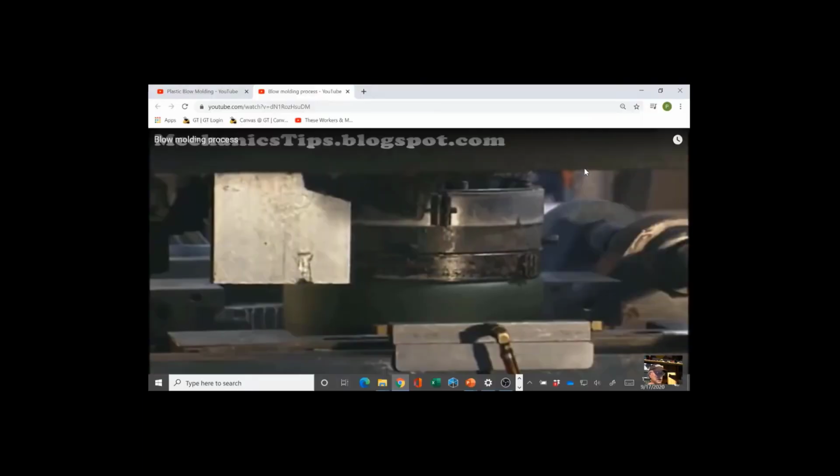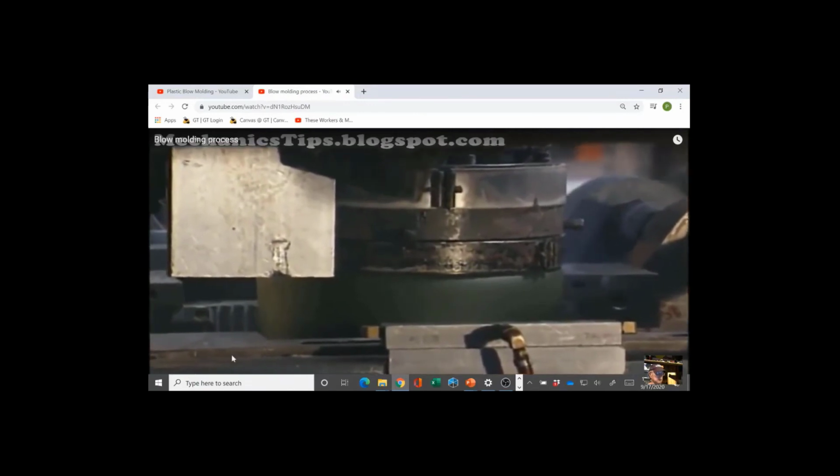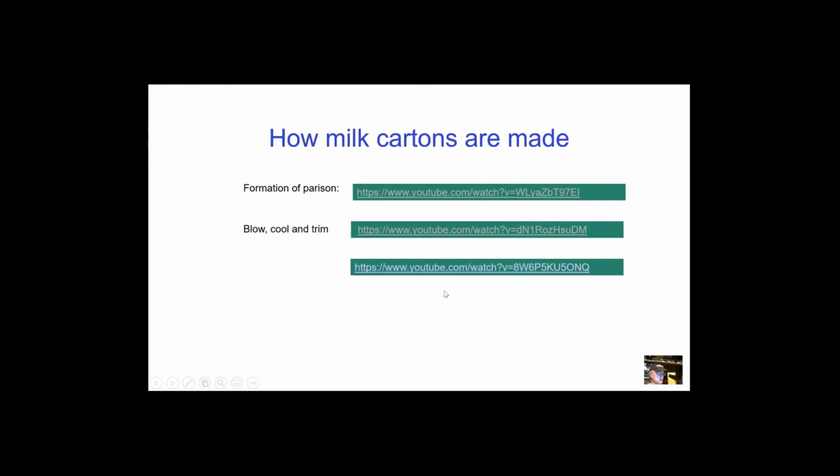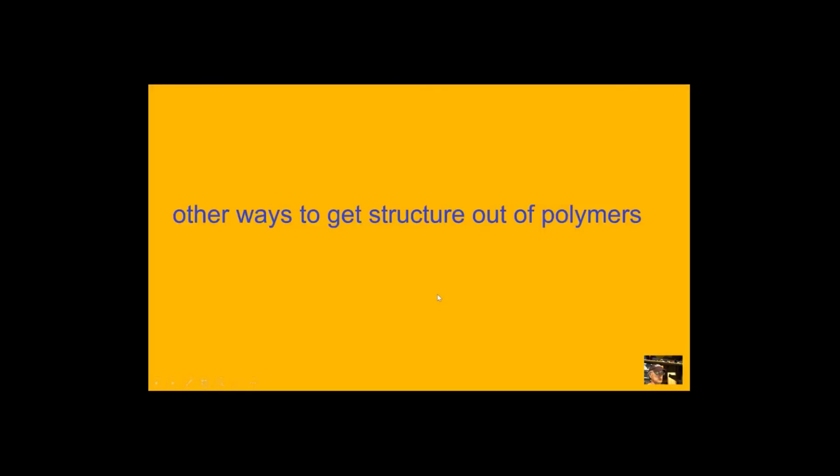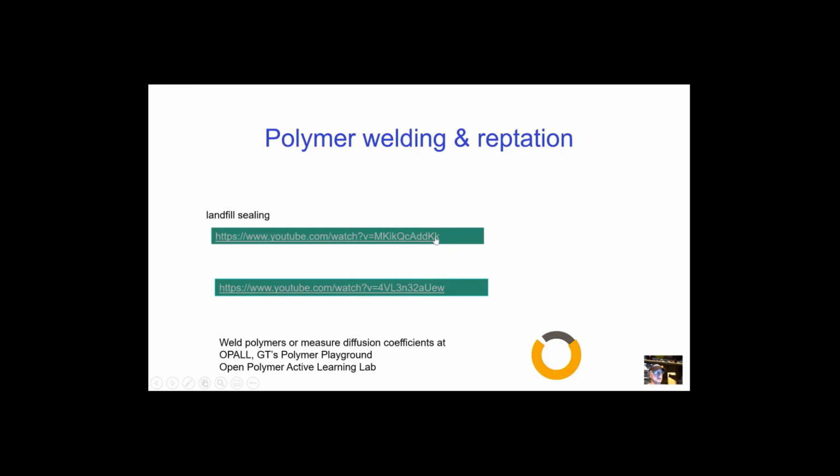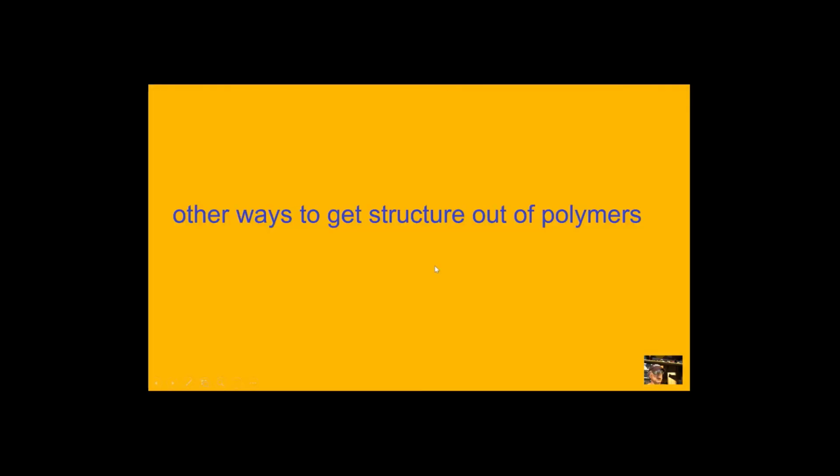Let's see if it'll let me out of here. And heat and pressure to thermoplastic resin to produce what? Stop. Okay, let's close that. I'll let you watch that other one on your own. Oops, what was this one? Polymer welding and reptation. We talked about.